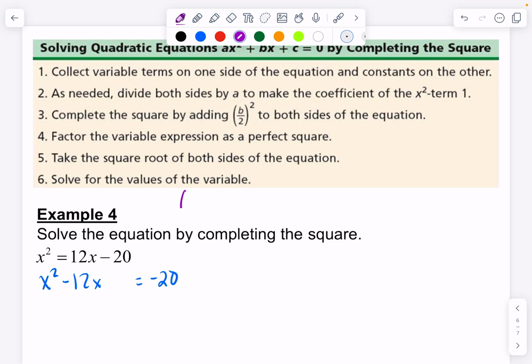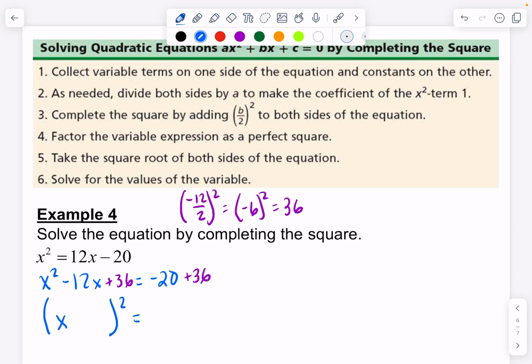I figure out my b, which is negative 12 divided by 2 squared. That's negative 6 squared, 36. I add that to both sides. What I do to one side of the equation, I do to the other. Okay, that goes back to solving equations. The left side, I tell my students we've rigged the problem. We've made the problem so that it works out a certain way. We've made it so that it factors to that. The other side of the equation, we simplify and we get 16.